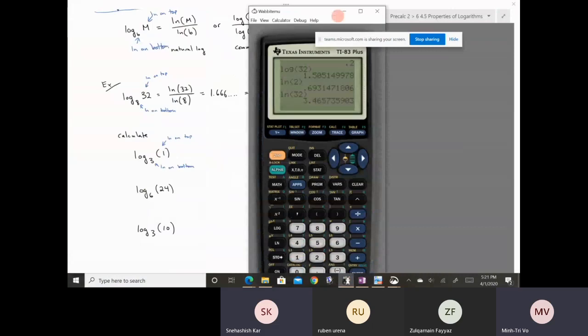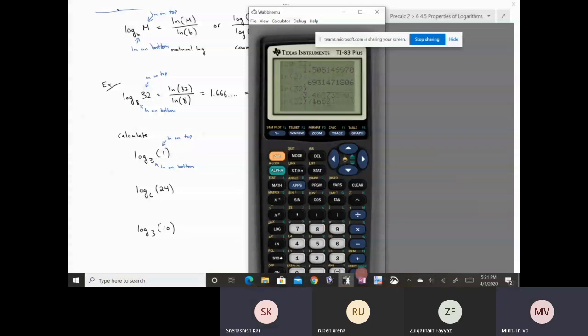natural log of 32 divided by natural log of 8, you get 1.66. So I only wrote down the natural log on the paper, but let's do the same thing with the common log. If I apply the formula with the common log, log of 32 over log of 8, you'll see it comes out to be the same thing. Even though individually log of 32 is different from natural log of 32, and log of 8 is different from natural log of 8, when you put them together, it's the same.